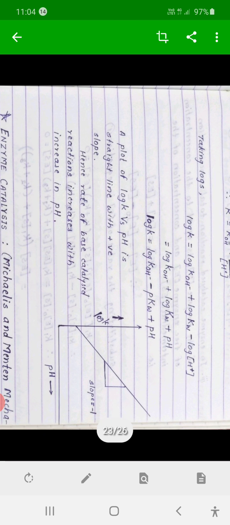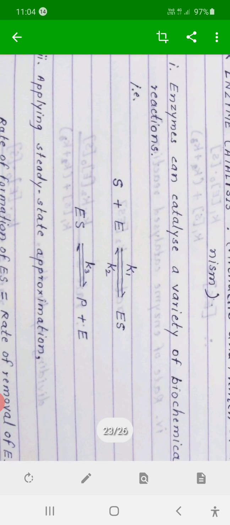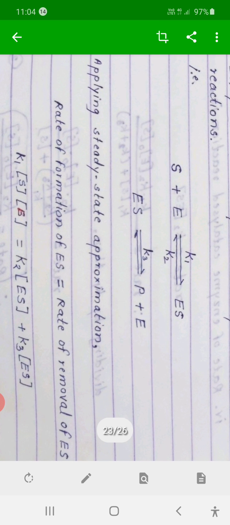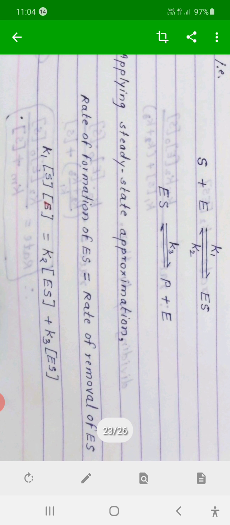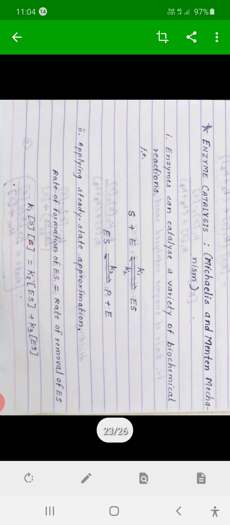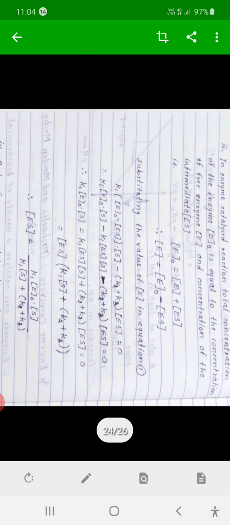That indicates that for base catalyzed reactions, the rate of reaction increases with increase in pH. Then consider the enzyme catalyzed reaction. In the same way, we apply the steady state approximation, and by applying it, find out the value of the ES intermediate, the concentration of the intermediate.